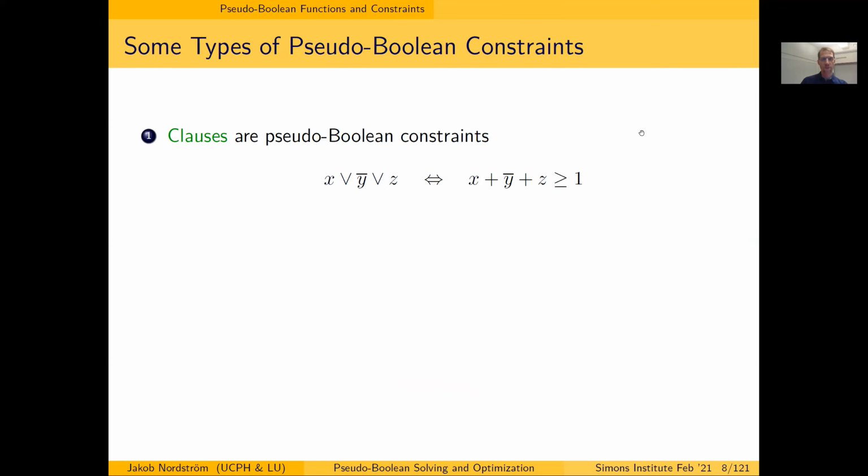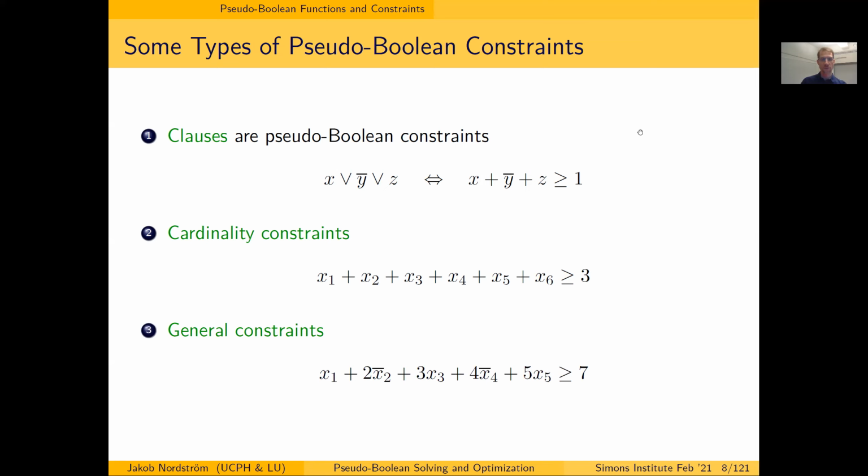So the clauses that we have in a conjunctive normal form, CNF formula, are just pseudo-Boolean constraints. We sum up the literals in the clause and require that at least one of them should be true. We just saw a cardinality constraint. That's another special type of pseudo-Boolean constraint that generalizes clauses. And then, of course, you can have general pseudo-Boolean constraints like x1 plus x2 bar plus 3x3 plus 4x4 bar plus 5x5 greater or equal 7, say.